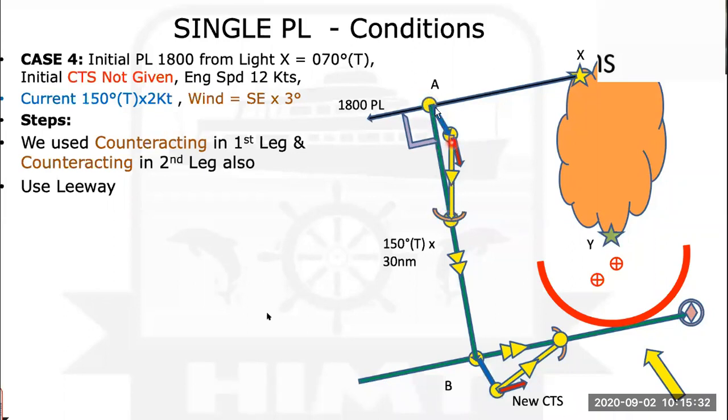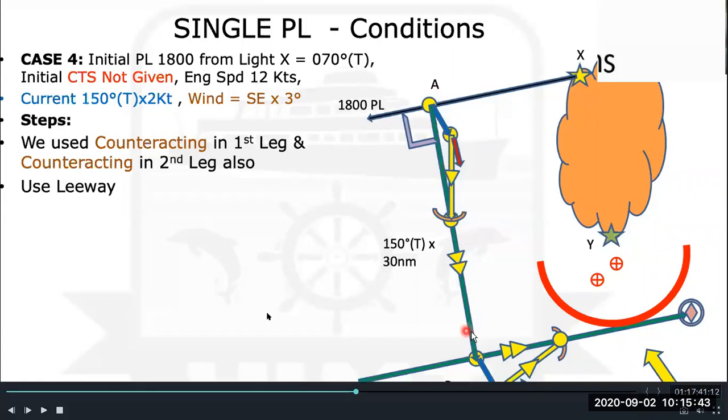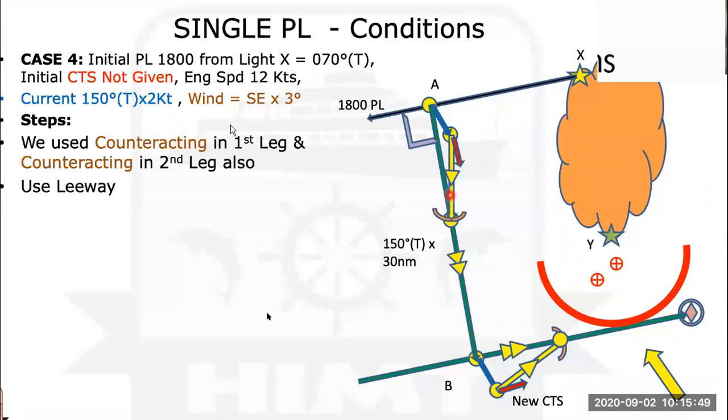So from A to this point, we will measure the ship is moving 1 hour in this much time. So this is 30 nautical miles. So how much will the ship move? With that we will calculate. And also we have wind, southeast 3 degrees wind in this question. So the ship was steering like this, and the wind is from southeast. So for that also we have to counteract and get the leeway that we will see.